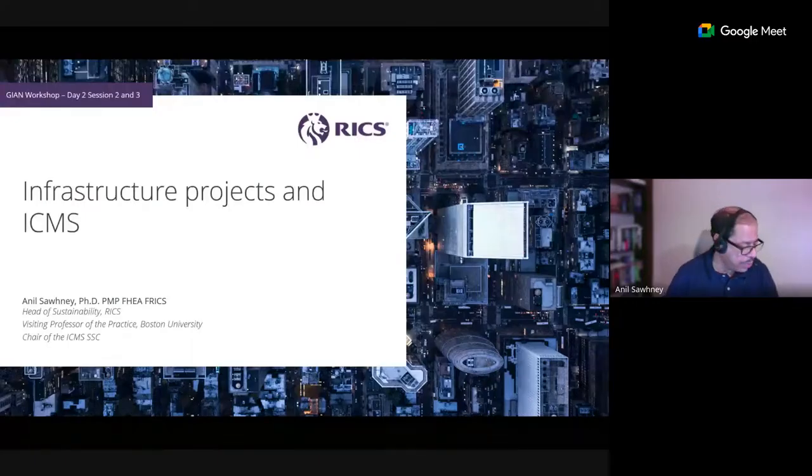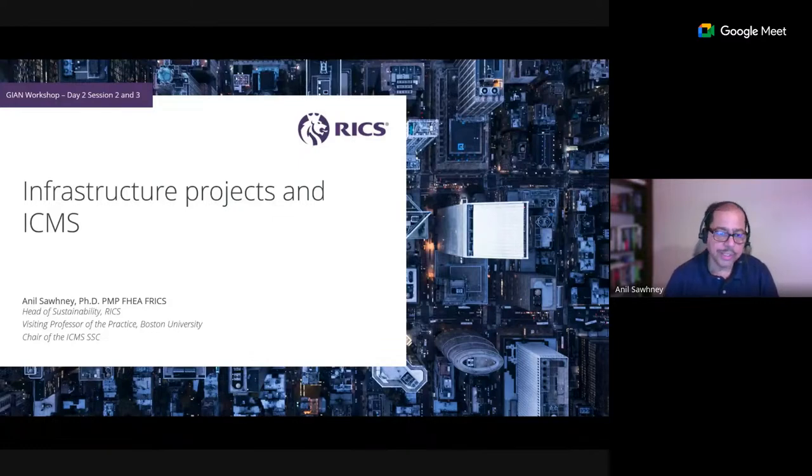We are going to now move to, if you look at the agenda, topics that are related to infrastructure projects and related to another standard that is closely linked to WLCA called ICMS. It's the International Cost Management Standard. And there's a reason why we want to connect WLCA to ICMS.